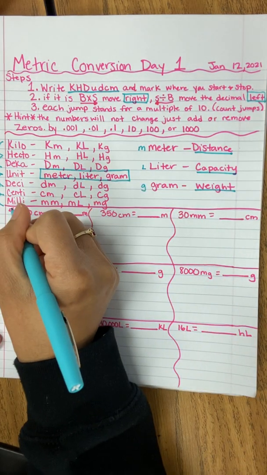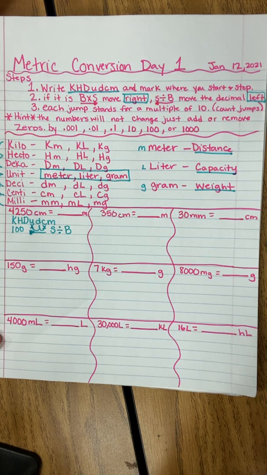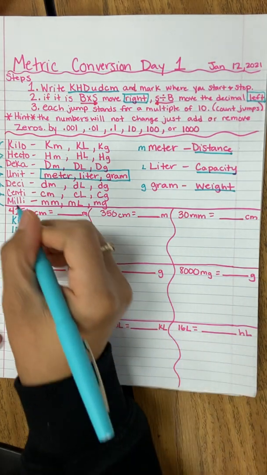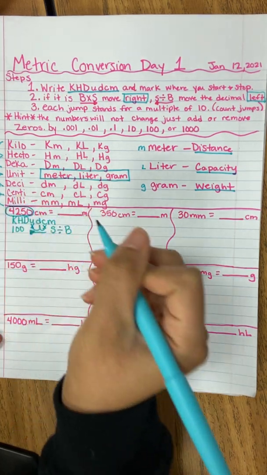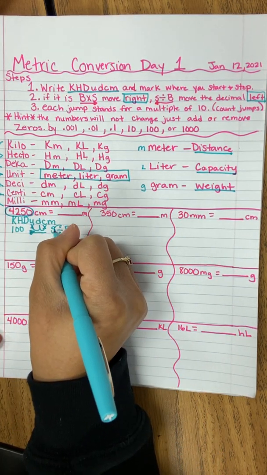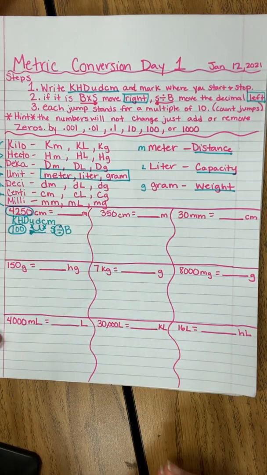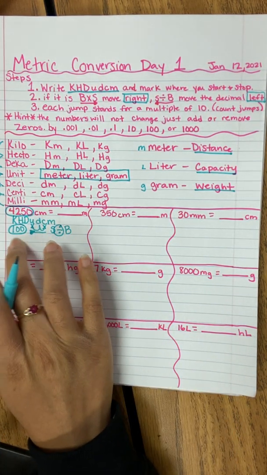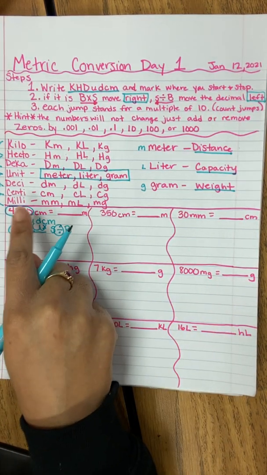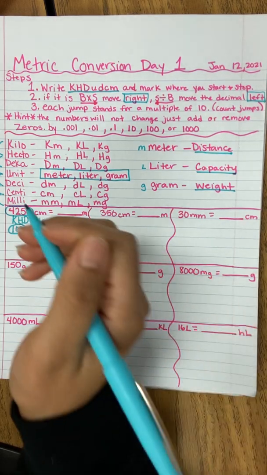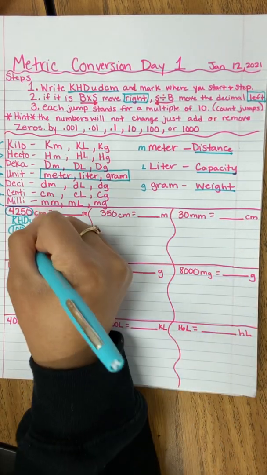So I know that if I wanted to solve this problem, I would have to do 4,250 divided by 100. I could do the division, or I can move my decimal point, because counting by tens just means moving the decimal point. This same exact move is what I'm going to use.